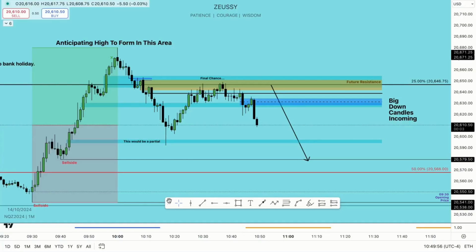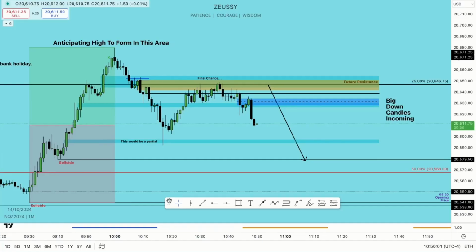At this moment in time, again, we need to see this macro expand lower. If this macro does expand lower, then that to me is a very big warning sign that we're likely going to be range bound for the remainder of the day. I have absolutely no interest in staring at that.